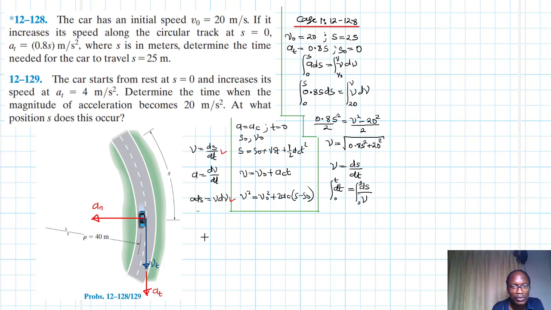So what do we have? We'll have t equal to the integral from 0 to 25, our s, of 1 divided by the square root of 0.8 s squared plus 20 squared, ds. You can solve this using different methods.